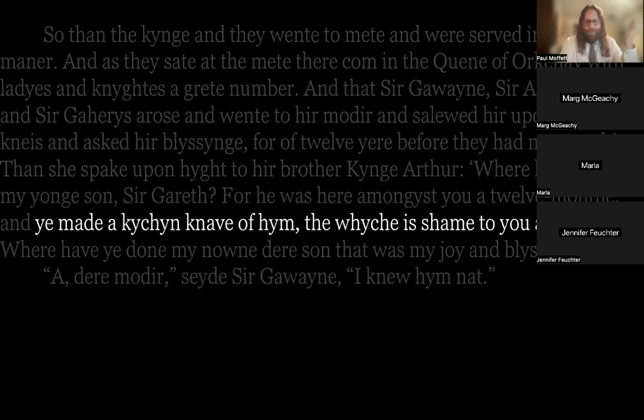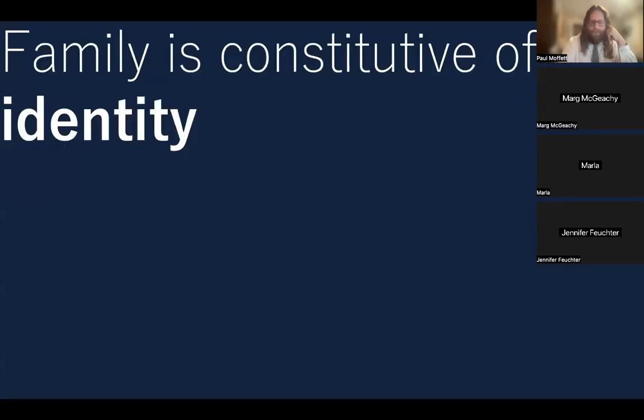The Queen of Orkney says, "You made him a kitchen knave, which is a shame to all of you." Because not recognizing him and not treating him as he deserves based on his class, but also based on his family, it's a shame on Arthur and on Gawain, who are not just failing to recognize someone of their class, but failing to recognize someone in their family.